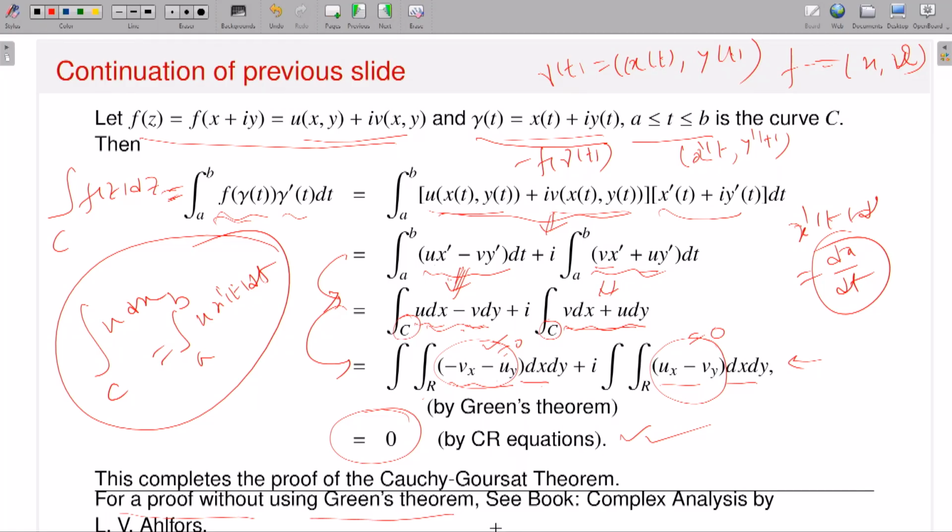I have given a reference for a proof without using Green's theorem. It is very easy if I use Green's theorem, but if you would like to see whether I can prove the Cauchy-Goursat theorem without using Green's theorem, the answer is yes. Then you just look at Complex Analysis by Ahlfors. In that book, he proved the Cauchy-Goursat theorem without using Green's theorem. Okay, so that's the proof.